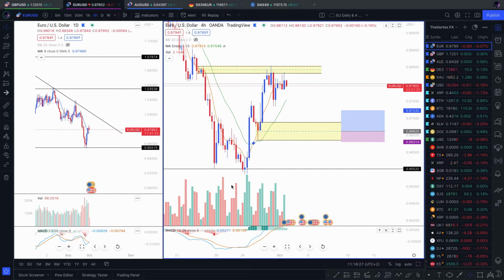I'm the Vortex Trader and today we are on Euro USD in the 4-hour time frame looking at possible order block entries. So, without further ado, let's jump straight into it.